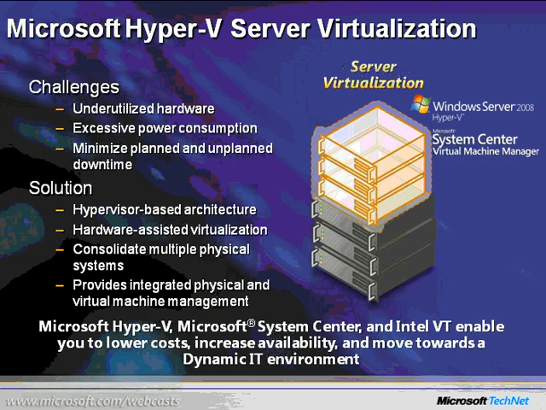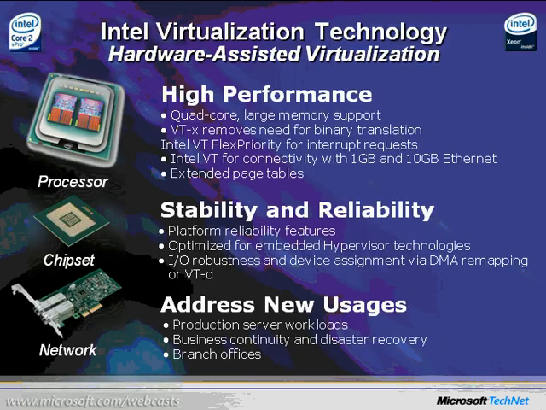So in summary then, Hyper-V, Microsoft System Center, and Intel VT are really the three components that you should be looking at when planning your overall server virtualization solution. Now, we talked a little bit about Intel's virtualization technology earlier in the session, Intel VT, as providing hardware-assisted virtualization for better performance, better security.